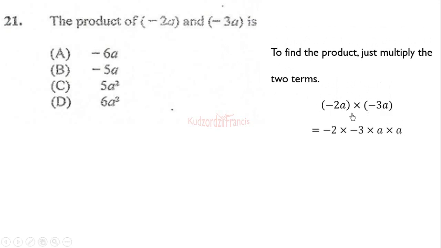Let's rearrange the terms. Negative 2 times negative 3. Then we multiply the a by the a. Negative times negative will be positive. So we are going to obtain 6 in this case. Then a times a will give us a squared. Therefore, the correct answer is D.